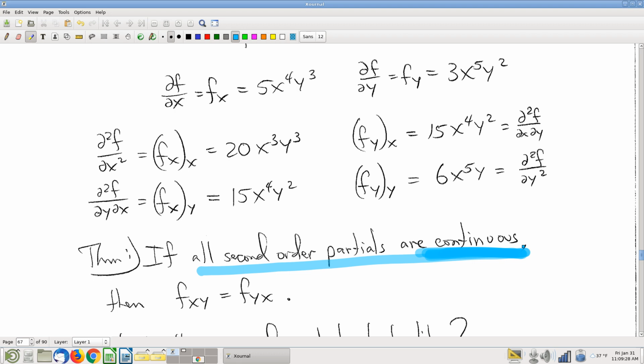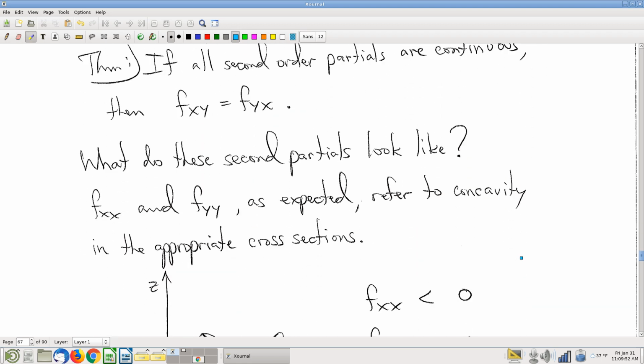But since very often the functions we're looking at are just nice, right? Polynomials, for example, are infinitely nice, right? Most of the functions you deal with in life are nice. Right? So, like I say, usually this will be the case. But don't forget there is that condition on it. Okay. Next question. What do these look like?